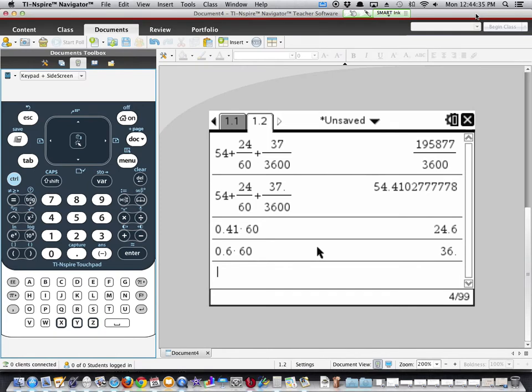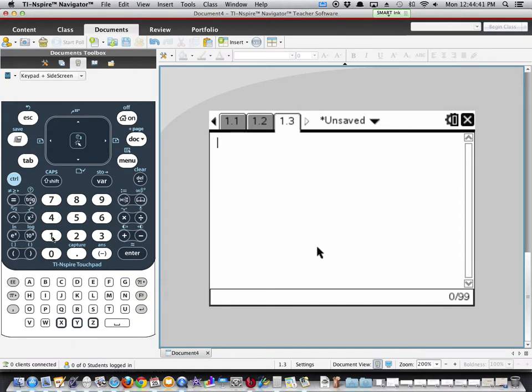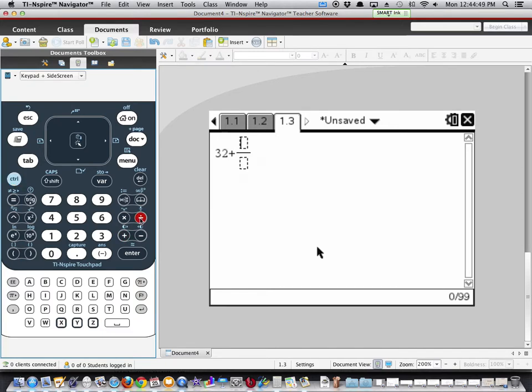So we go to the calculator. All right, so we're going to do 32 plus 21 divided by 60. And then I'm going to go plus, what was the second one? 43 over 3,600. Now, if I press enter right now, what will the calculator give me? It will give me a fraction. So what can I do to make sure it won't give me a fraction? Put a decimal in there and then press enter.